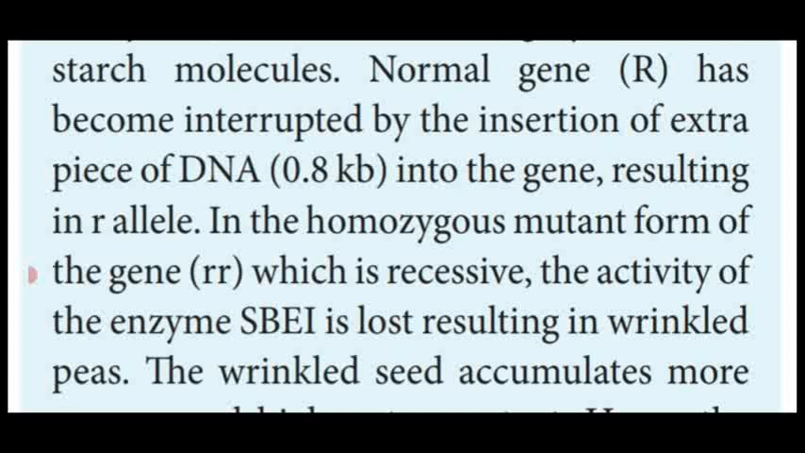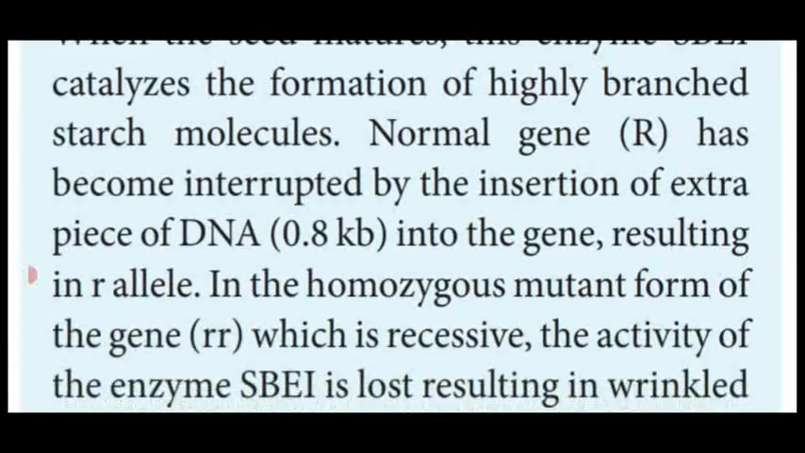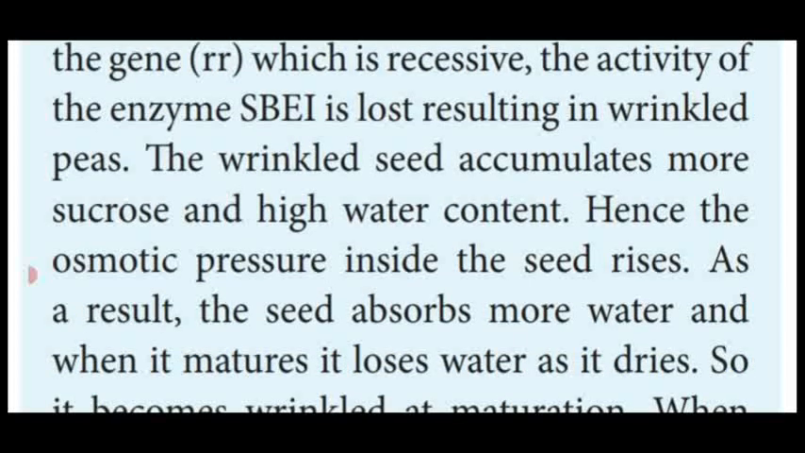So these recessive genes are found inside the pea plant. The SBE1, that is starch branching enzyme, is unable to encode the normal wild type gene, that is capital RR. So that the seeds are wrinkled.